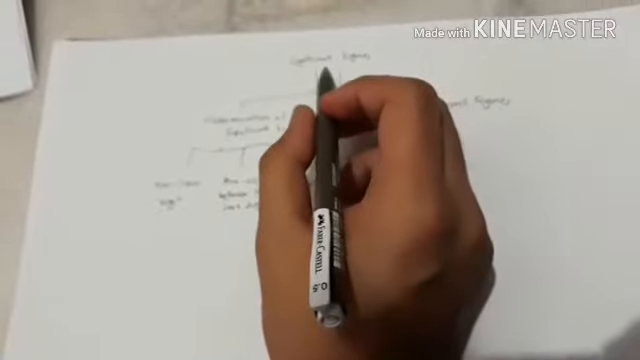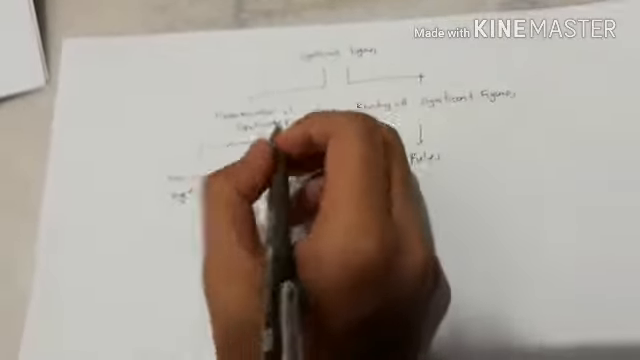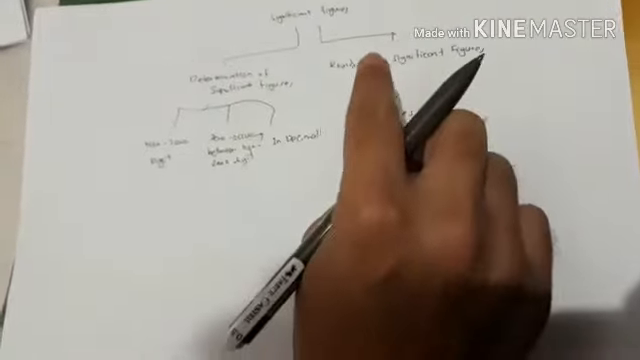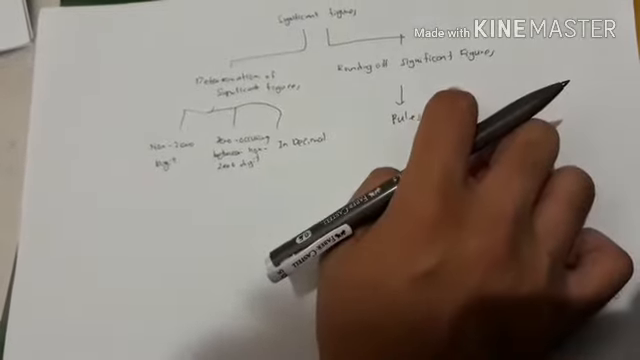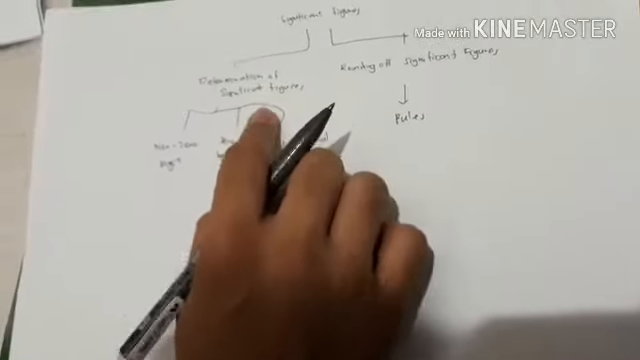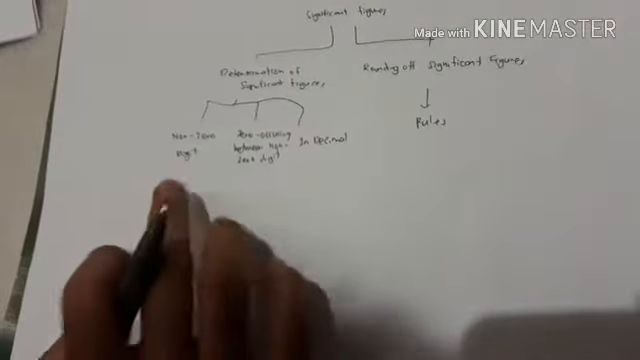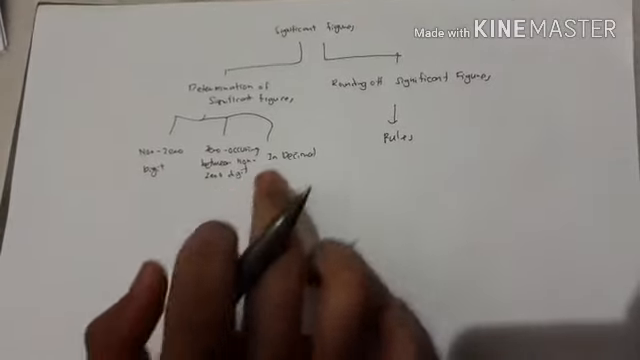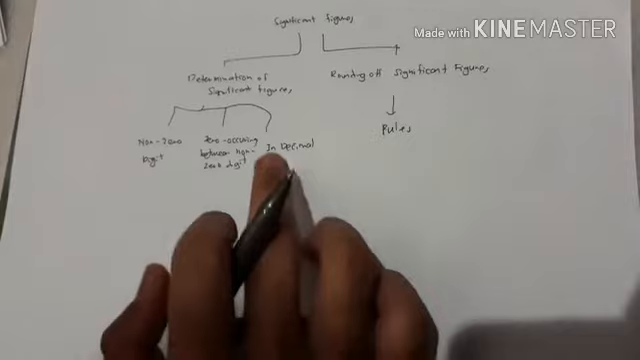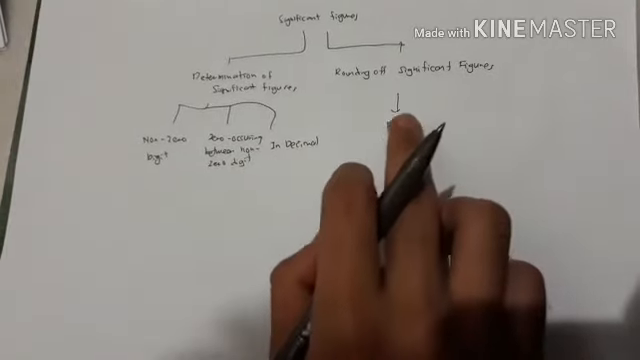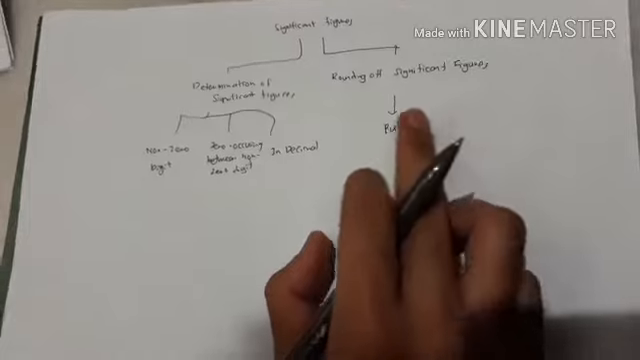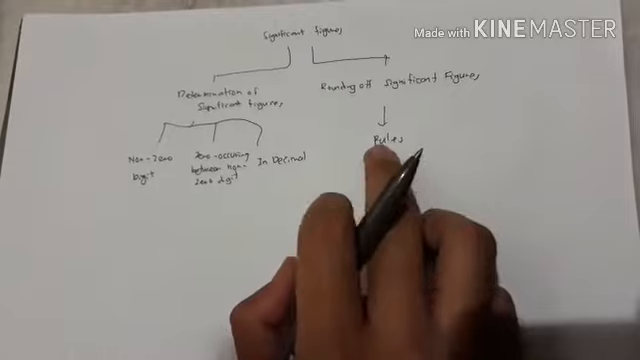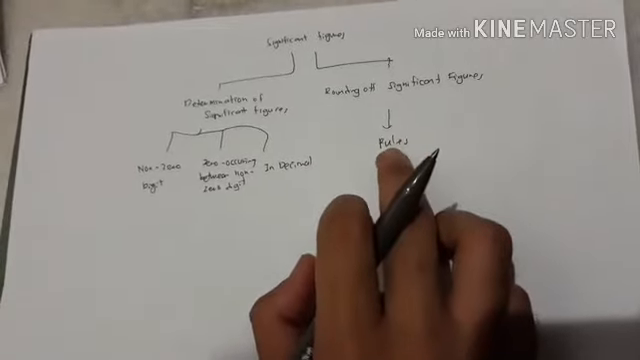Okay, first we are gonna learn significant figures. They have two topics. First, determination of significant figures. The second is rounding off significant figures. In the determination of significant figures, we have three subtopics: non-zero digits, zeros occurring between non-zero digits, and the third, in decimals. In rounding off significant figures, we only have one subtopic, that is the rules of how to round off significant figures.